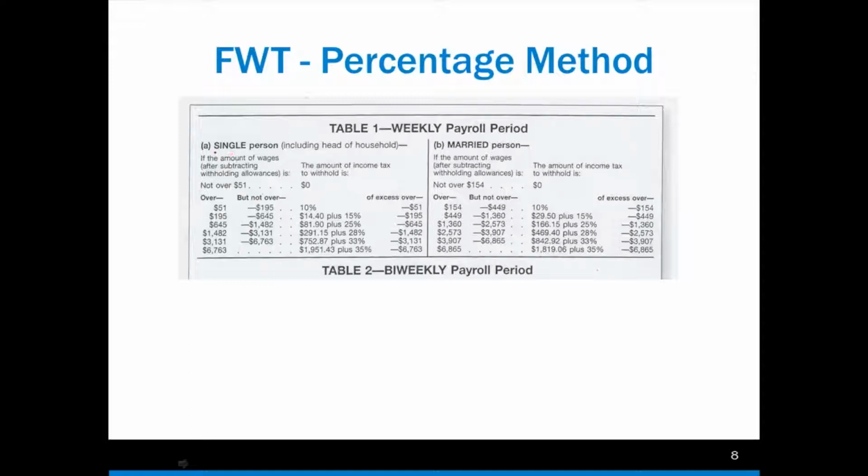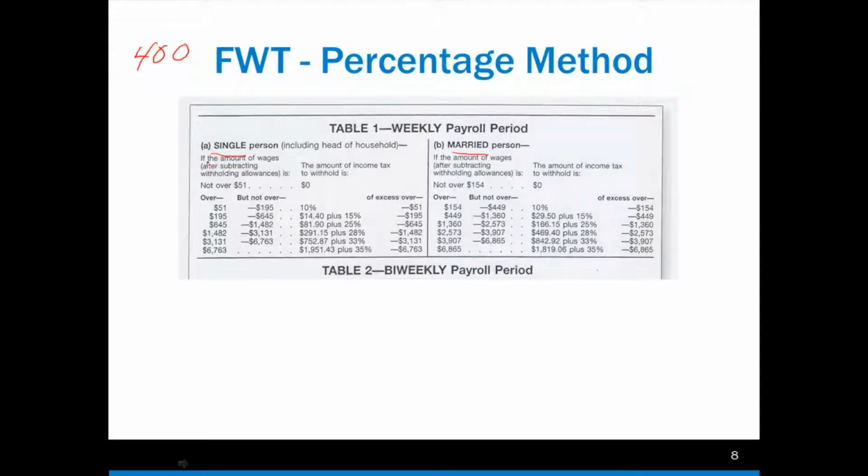On the left we have single, and on the right we have married. So depending upon what you put on your W4 will determine which one of these two calculations we're going to use. Let's keep things simple and say it's single, and let's say I'm paid $400. $10 an hour at 40 hours a week is $400. So how do we work with this?